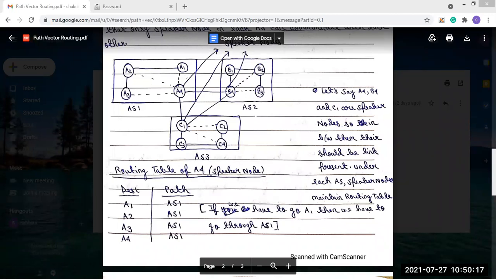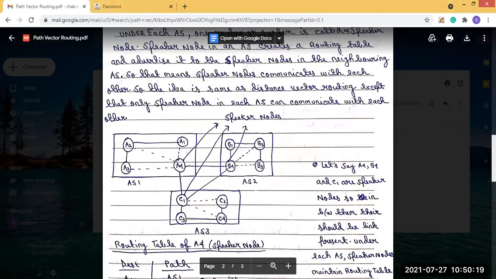In the previous class, we have seen how the network is divided into autonomous systems. In each autonomous system, there are nodes present, and among these nodes, one is used as the speaker node. In the example we have used, there are three autonomous systems: autonomous system one, two, and three. Inside autonomous system one, there are four nodes, and among these four nodes, A4 is the speaker node.